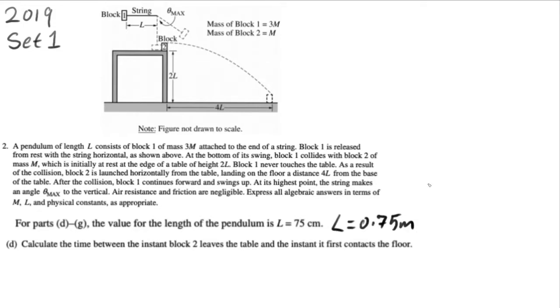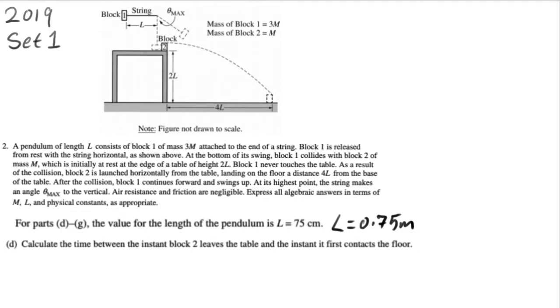So part D asks you to calculate the time between the instant block 2 leaves the table and the instant it first contacts the floor. Alright, so we know that block 2 leaves the table with an initial horizontal velocity, but we haven't found velocity yet. But we do know other information to help us with this problem. My mind immediately thinks of the kinematic equations as we've talked about before in the overall concepts.